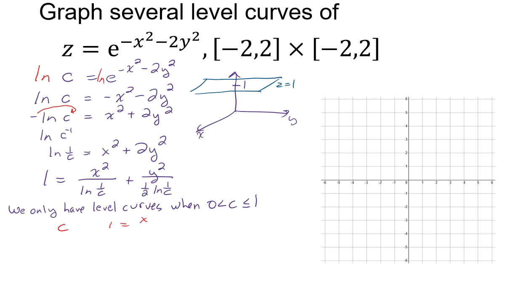1 equals x squared over natural log 1 over c plus y squared over 1/2 natural log 1 over c, or you could put the 2 back up in the top and do some kind of a table, and let c equal 0.1, c equal 0.2, c equal 0.3, like that. That's pretty tedious, isn't it? That's just screaming for Desmos. So let's go take a look at Desmos.